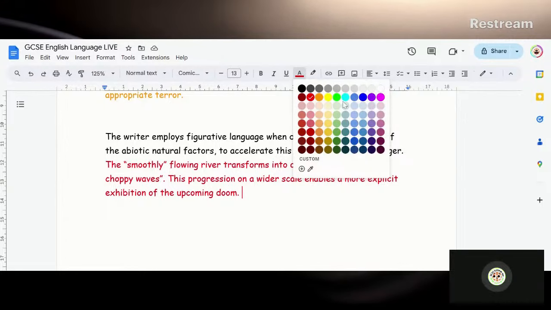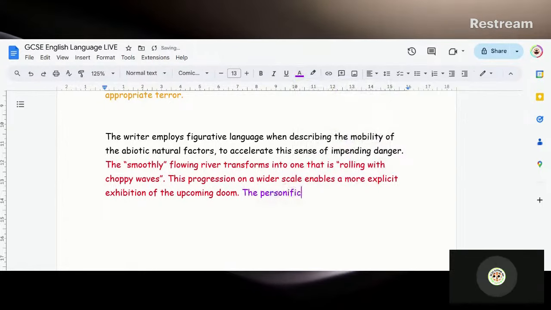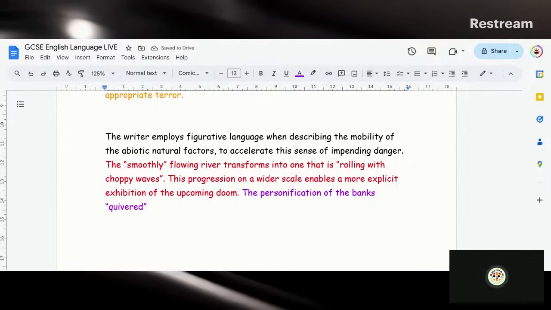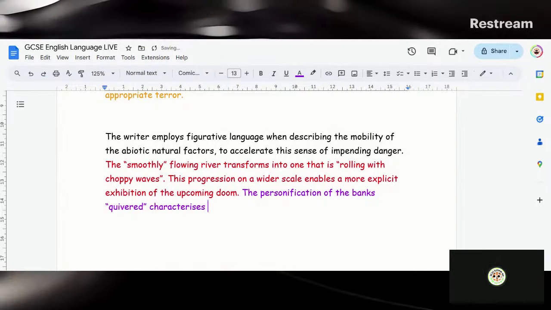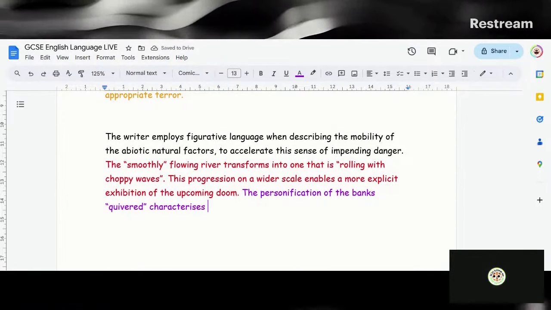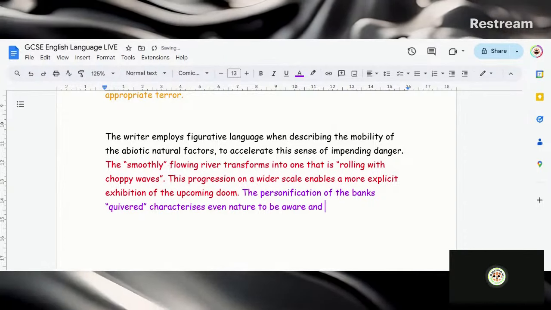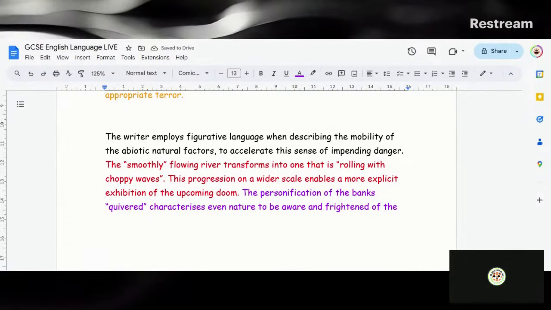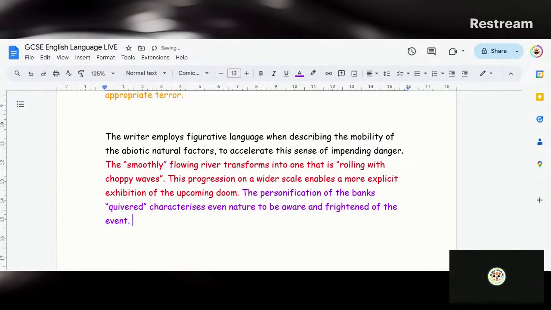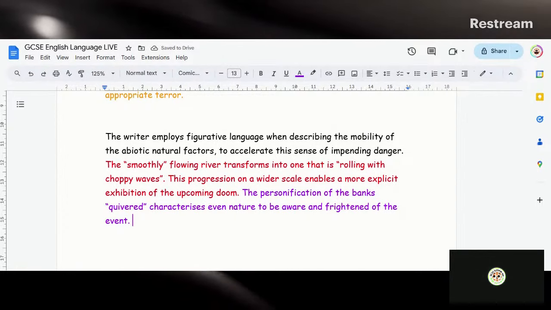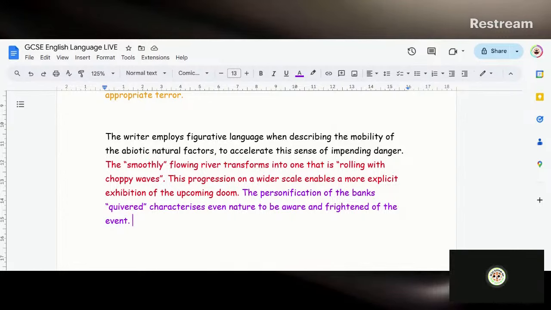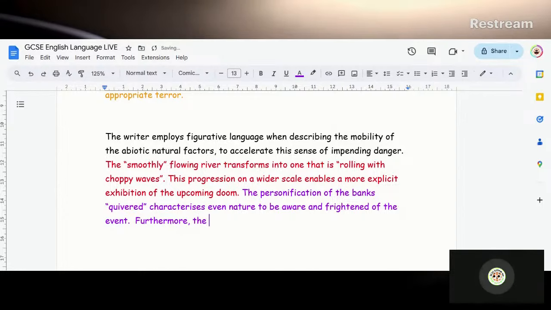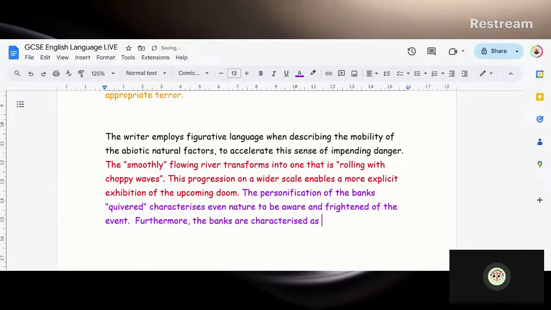And then we're going to use another quote, so another piece of evidence. The personification of the banks, quivering of the banks that had quivered, characterizes even nature to be aware and frightened of the event. Which obviously contrasts the ignorant children who have no idea about what's going to happen. And then we can say, furthermore, the banks are characterized as animated.